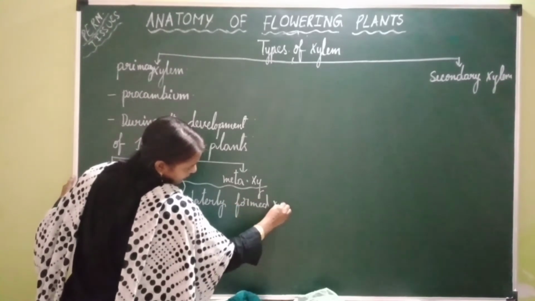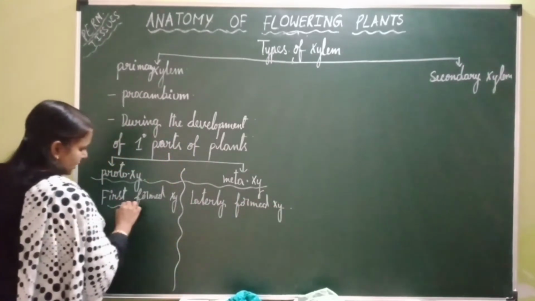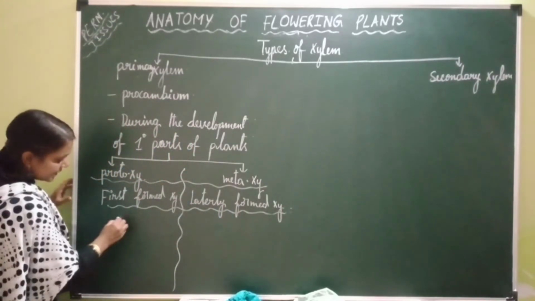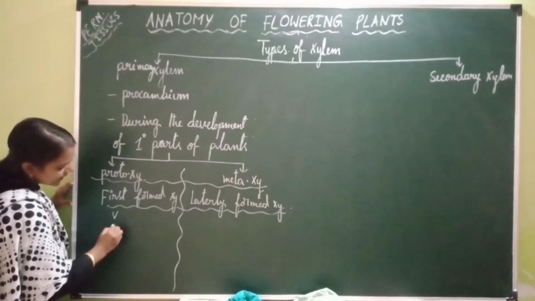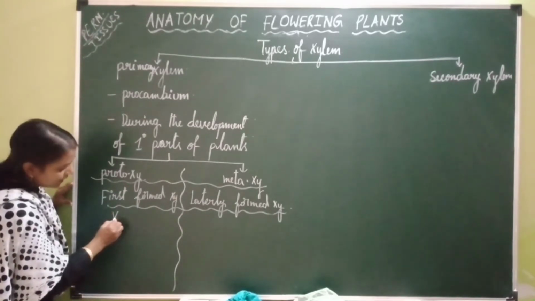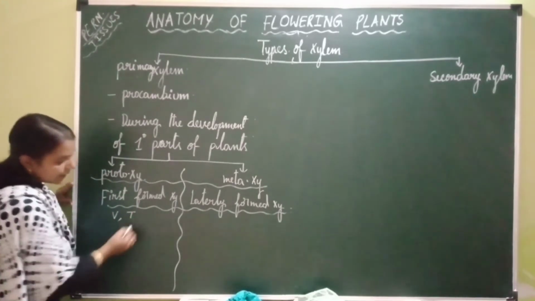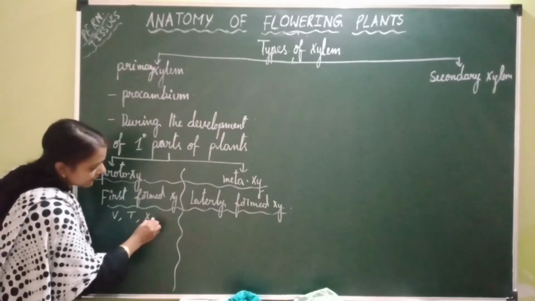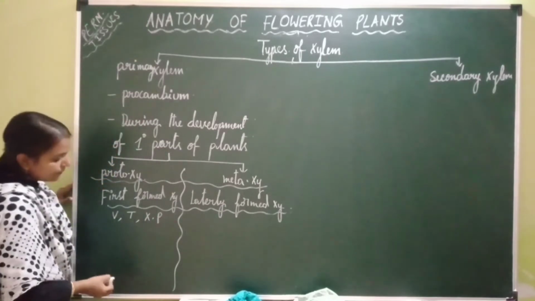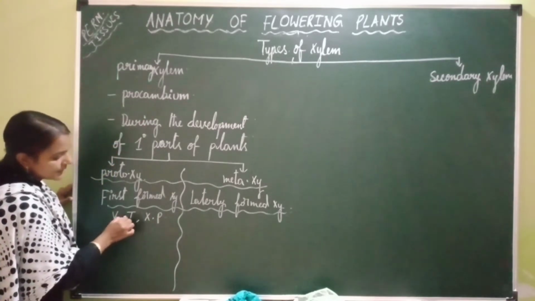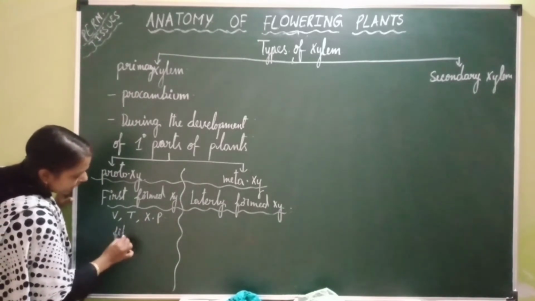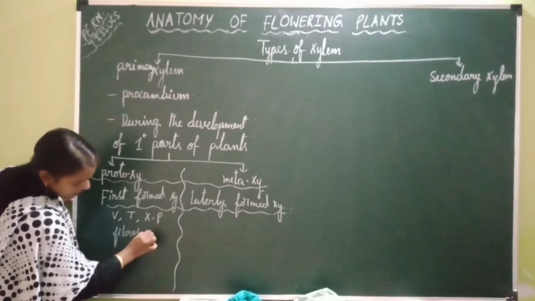Okay, next coming to protoxylem. This protoxylem consists of tracheary elements, that is vessels, I am writing as V, and tracheids, which are together called tracheary elements, and even xylem parenchyma is also present. But xylem fibers are absent.